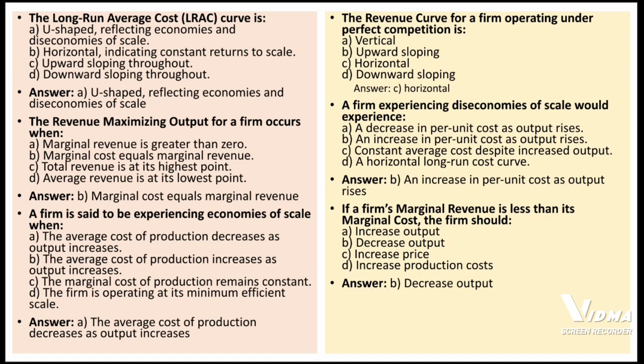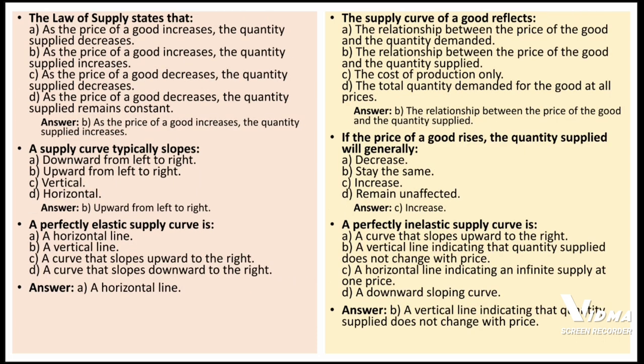If the firm's marginal revenue is less than its marginal cost, the firm should. Answer is B. Decrease output. The law of supply states that. Answer is B. As the price of good increases, the quantity supplied increases. A supply curve typically slopes. Answer is upward from left to right.